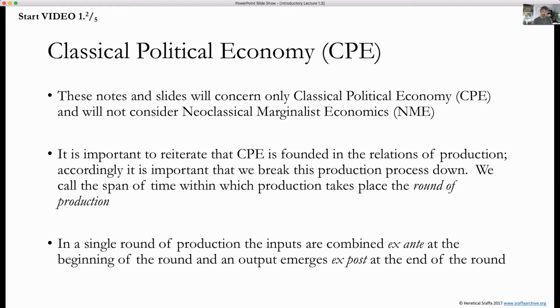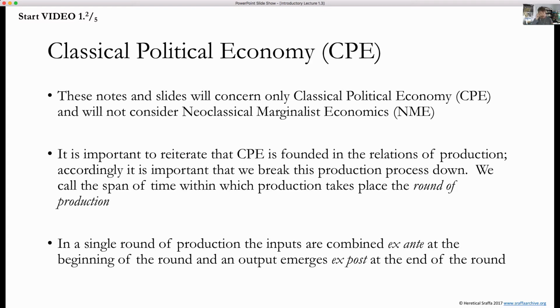It is important to reiterate that the classical political economy approach is founded on the relations of production. It is important that we break this production process down. We call the span of time within which the production process takes place the round of production. And so the round of production is going to be the important conceptual category of the classical political economy approach.